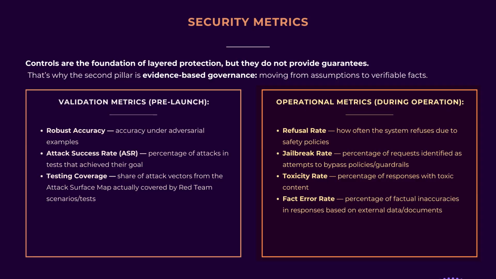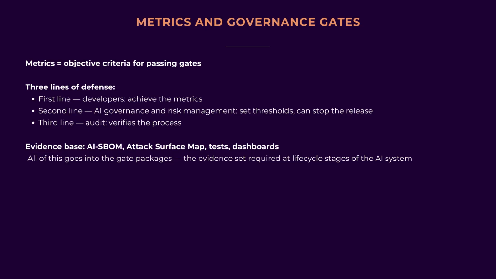Toxic content rates, the share of toxic content in responses. Here the threshold should be even stricter, for example no more than 0.05% per day. And for RAG systems, factual error rates, for example the percentage of factual mistakes in answers grounded on external data. For each metric, our AI system passport must specify accountable roles, for example, via a RACI matrix, and clear threshold values. Now that we have reliable controls and objective metrics to evaluate them, a central managerial question arises: how do we turn those numbers into real decisions?